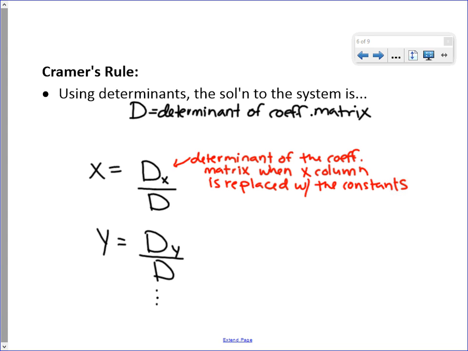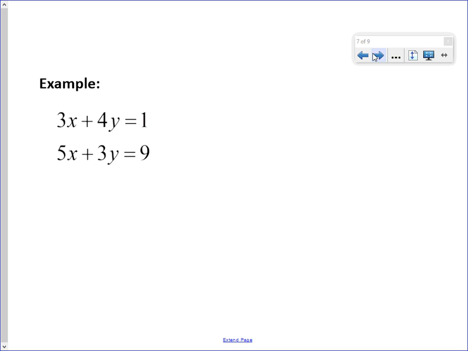Okay, so we're going to start with quick and easy, two variables. So let's solve the system 3x plus 4y equals 1 and 5x plus 3y equals 9. You could write that as an augmented matrix and solve with row operations to get row echelon form. You could write that out as a matrix equation, A times X equals B. Find the inverse of the 2 by 2, multiply by B.